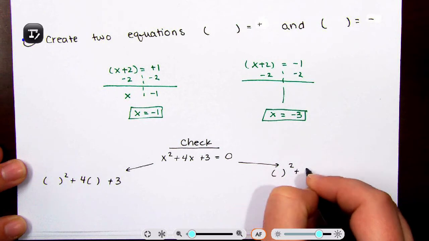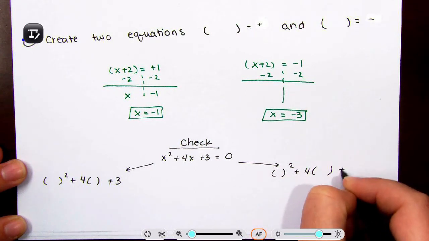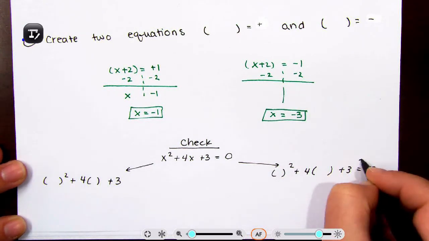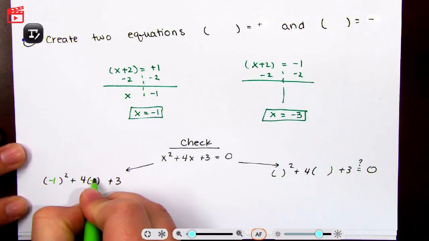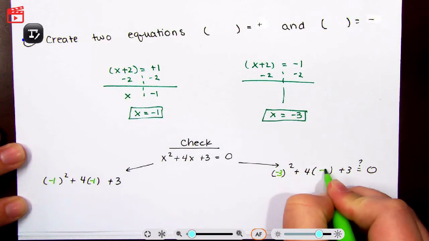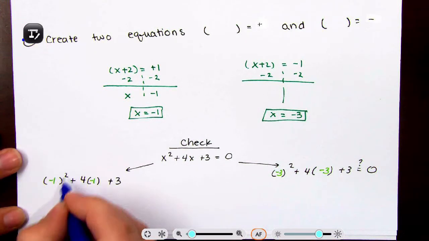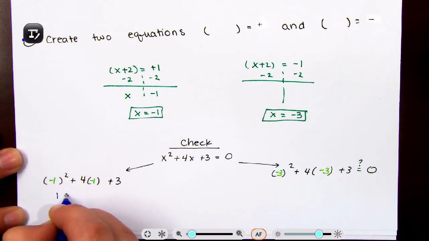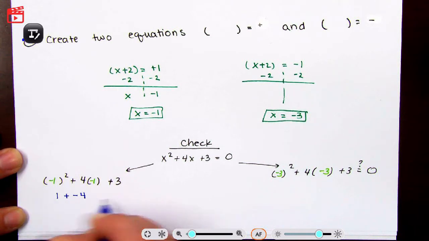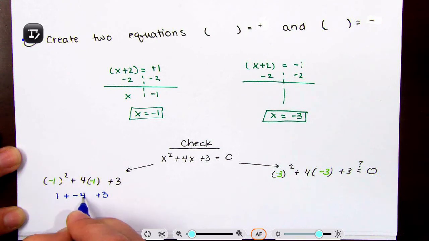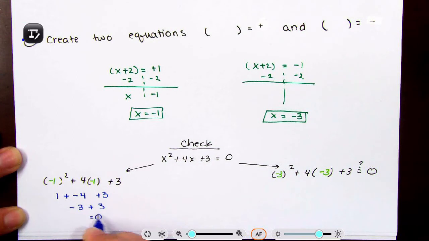Now what I'm doing here is creating bubbles where x's should be, and we're going to check if that's equal to 0. We're not sure if that equals 0. I'm going to put negative 1 for x, and a negative 3 in for x. Simplifying this, negative 1 squared is 1, plus negative times a positive is a negative, so I have a negative 4 here. You can omit this plus if you need to. Plus 3, so I have negative 1 and negative 4, that is a negative 3. Plus 3, that gives me 0. Therefore, this is a great answer.